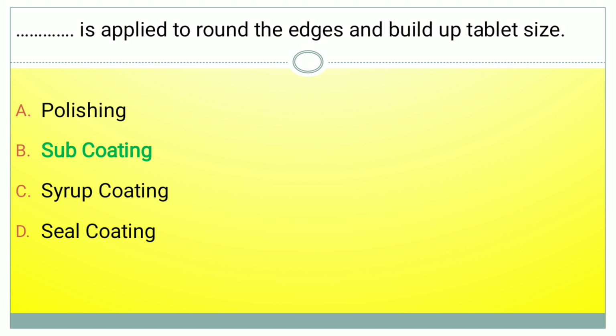Let me also tell you, in sugar coating, subcoating can increase the tablet's weight by 50 to 100%. The subcoating step involves alternately applying a sticky binder to the tablet followed by dusting of subcoating powder and then drying.